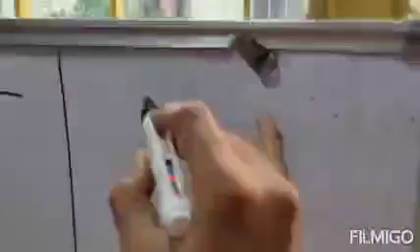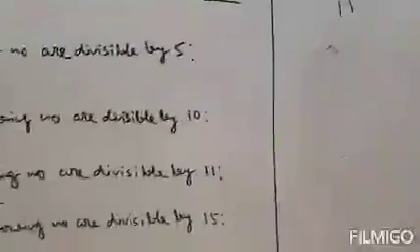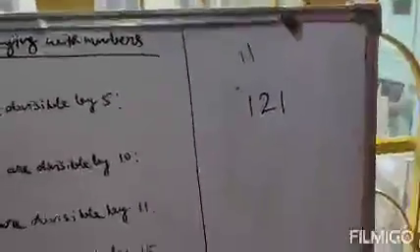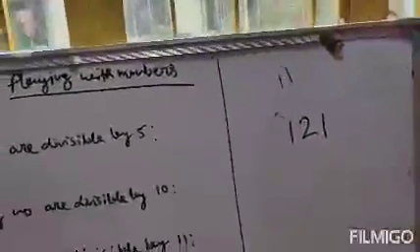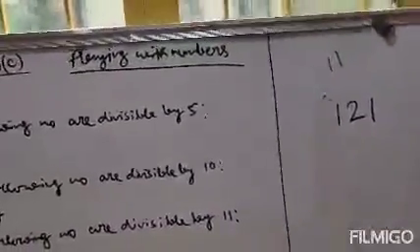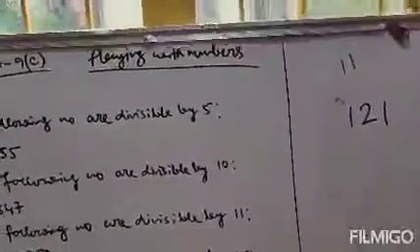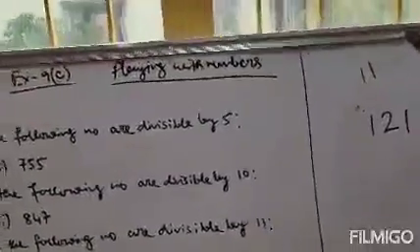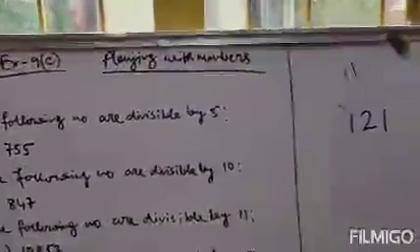Clear? Now the last divisibility rule, the most important one, the divisibility rule of 11. Let's take a number, 121. Clear? For the divisibility rule of 11, first we have to separate the digits of this number into odd and even places. Listen carefully.